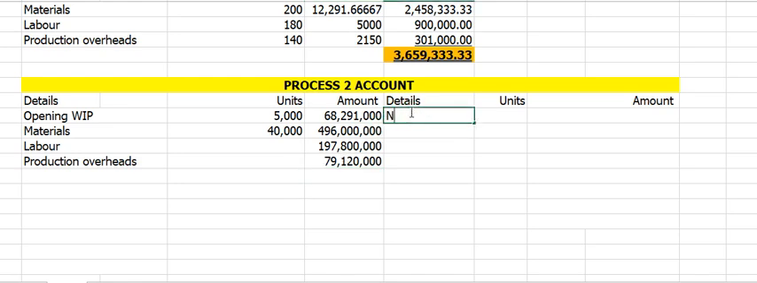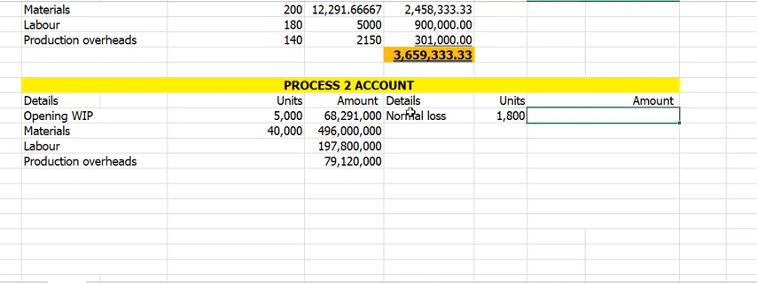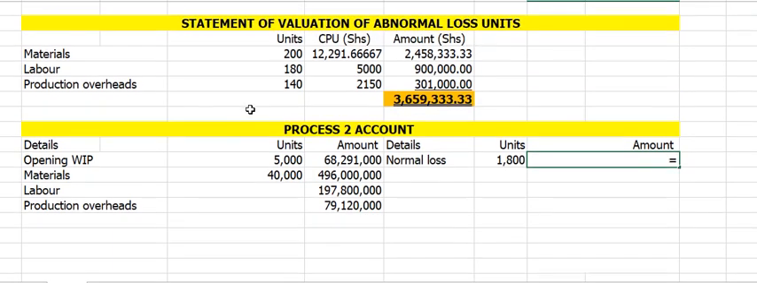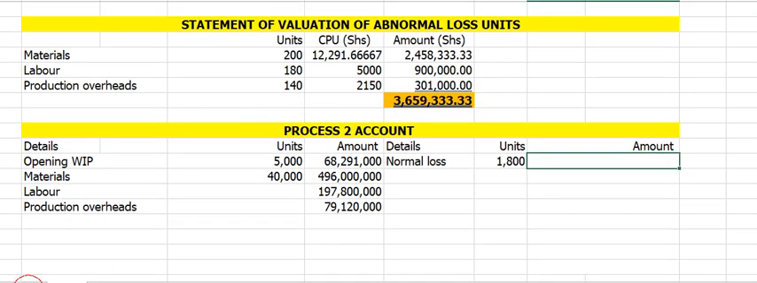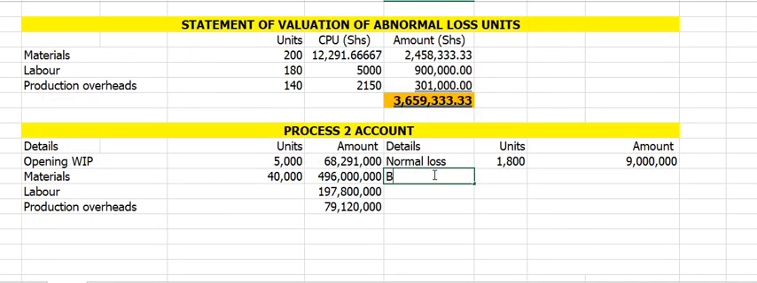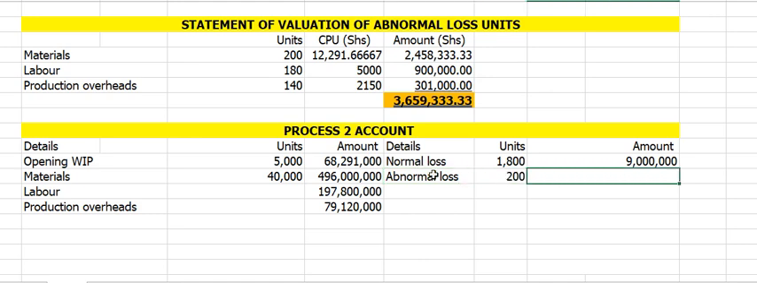On the credit, there is normal loss. You have normal loss of 1,800 units, but of course I'll show its scrap value. Its scrap value was 9M. I have the abnormal loss. Normal loss, there are 200 units. The value is up here.